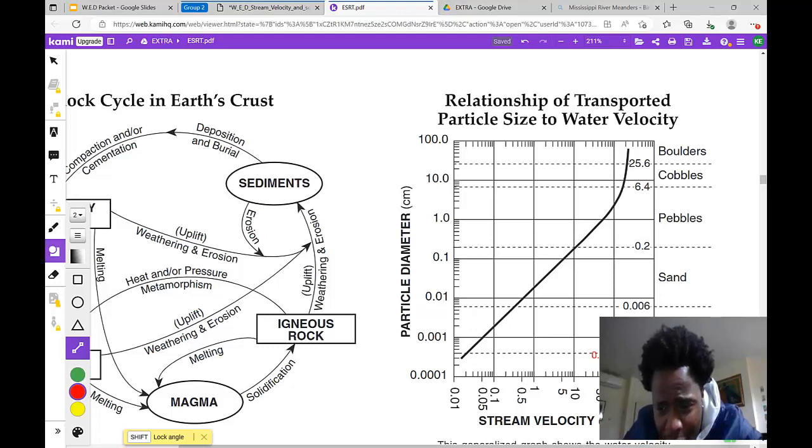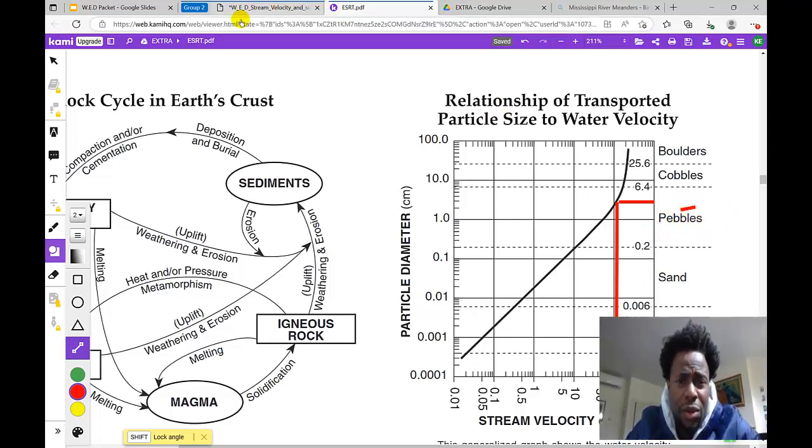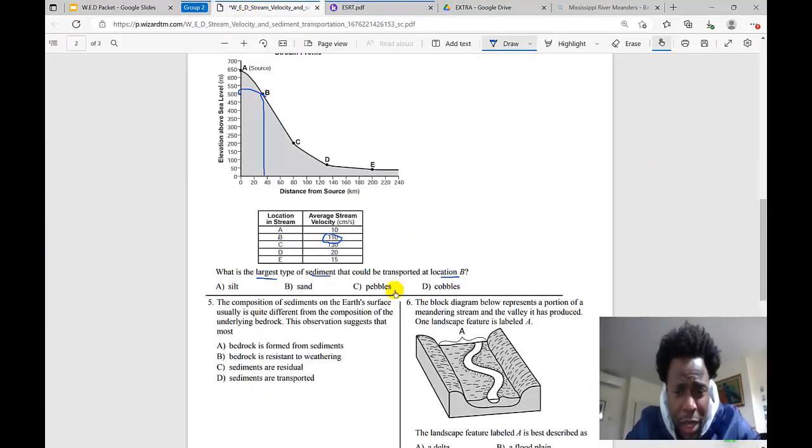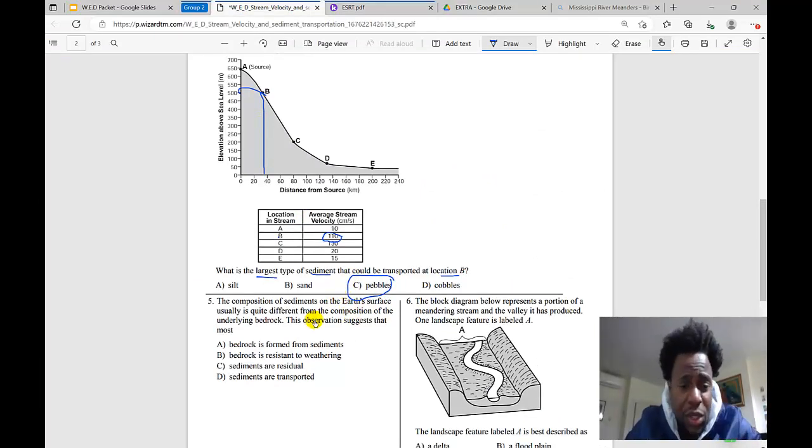And if we follow that line up until we get to that curve, and once we get to the curve, we go to the right, then we can see that the largest size that can be carried here would be pebbles. All right, pebbles right around there. So let's see. Yeah, option C, pebbles will be the largest that can be carried. All right, question number 5.